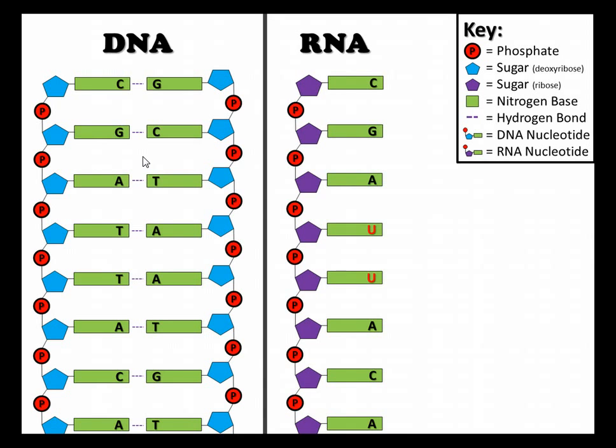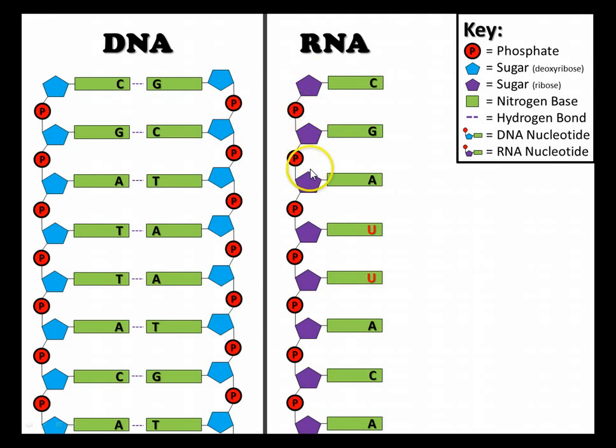All right, I would say by now you should notice that there's at least 3 differences. Number 1, the color is probably the first thing that jumps out at you. In this case, I have purple, which represents ribose. Instead of deoxyribose, I'm looking at a very similar sugar. Literally, it's just one atom different.